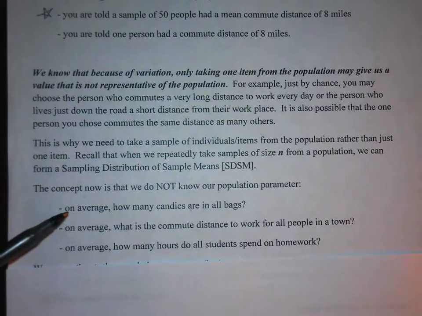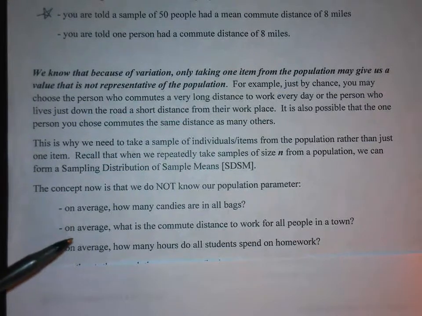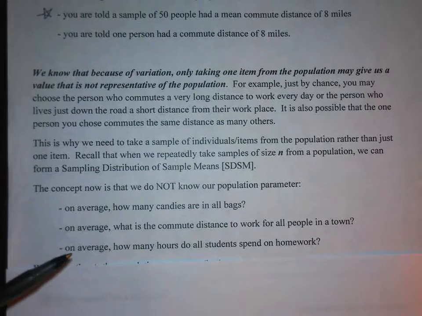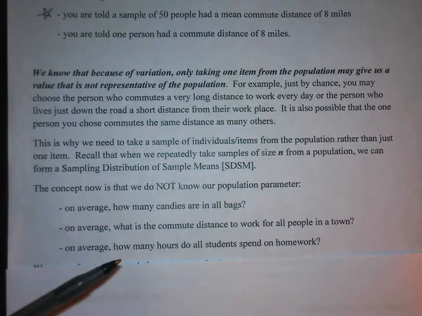That's the population parameter, the average mu for the population of all bags of candy. On average, what is a commute distance for people, for all the people in a town? So that would be mu, the average commute distance for the population. On average, how many hours do all students spend on homework? So there the population parameter is mu, which is the average number of hours all students spend.